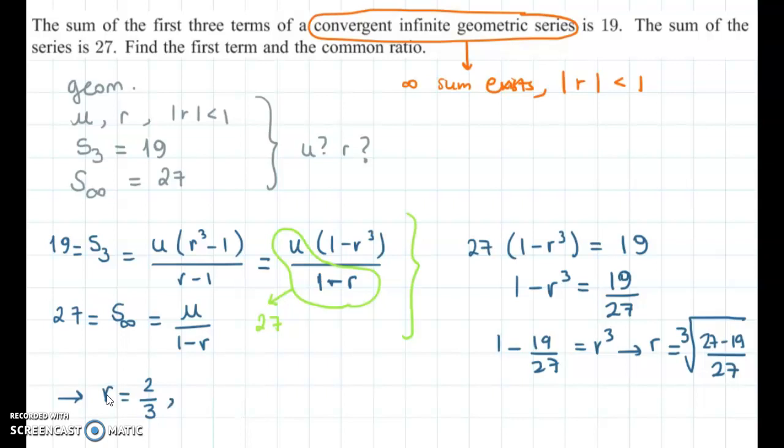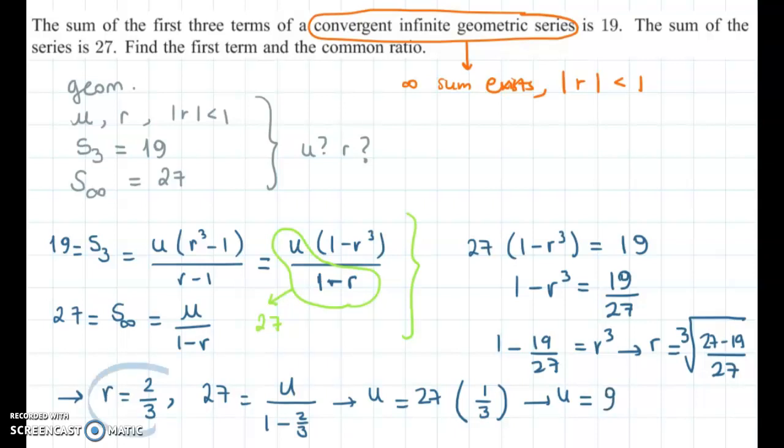We need to find what is the first term, but we are going to use that 27 is equal to u over 1 minus 2/3. So I'm saying over here that u is the same as 27 multiplied by 1 minus 2/3, that's 1/3. So from here we find that the value of u is 27 divided by 3, so 9. So r is 2/3 and u is equal to 9.